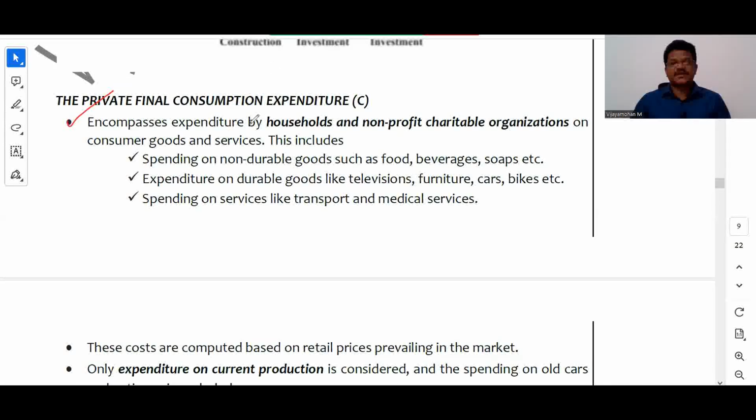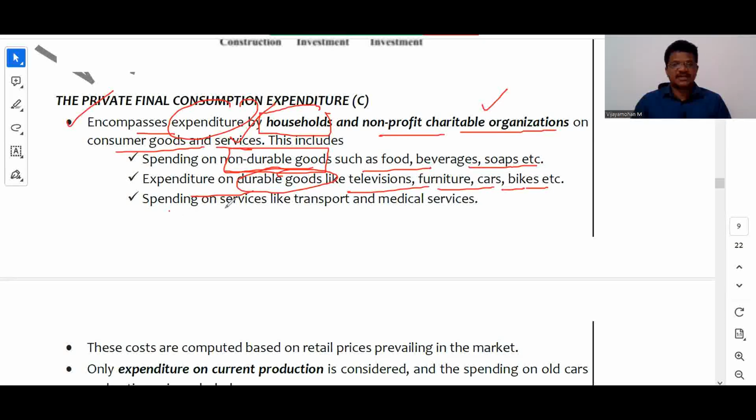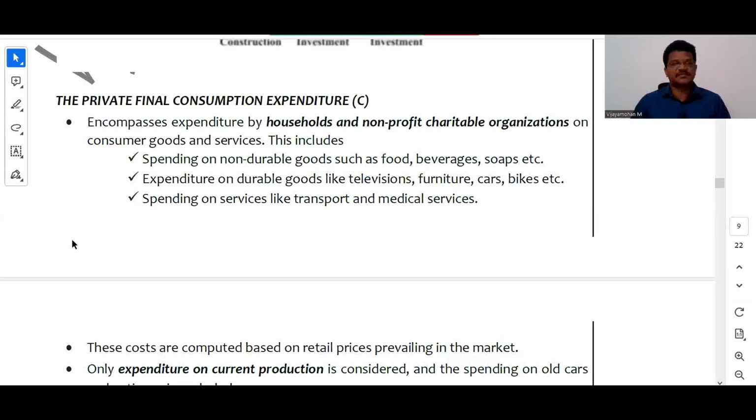The private final consumption expenditure encompasses expenditure by households and non-profit charitable organizations on consumer goods and services. So consumer goods and services మీద expenditure చేసేదే private final consumption expenditure. For example, spending on non-durable goods like food, beverages, soaps, and expenditure on durable goods like televisions, furniture, cars, bikes, etc., and spending on services like transport and medical services. Ivi private final consumption ki examples annamata.